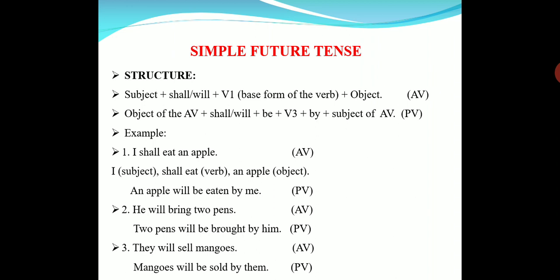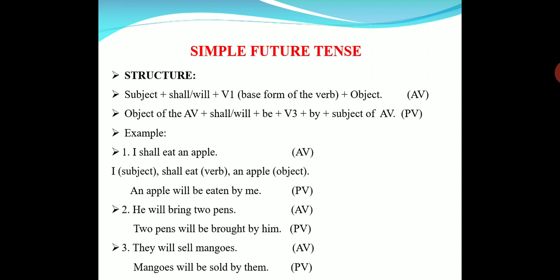And let's see another example. They will sell mangoes. What is the subject? They. Verb will sell. Main verb sell. What is the object? Mangoes. Mangoes will become subject and will be we add and sold, that is sell, V3 of sell, sold. By we add and they become them. And the total sentence is mangoes will be sold by them.